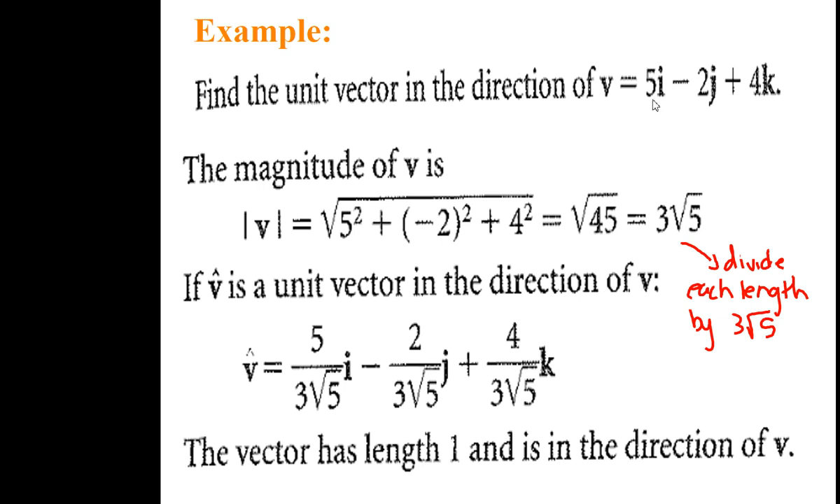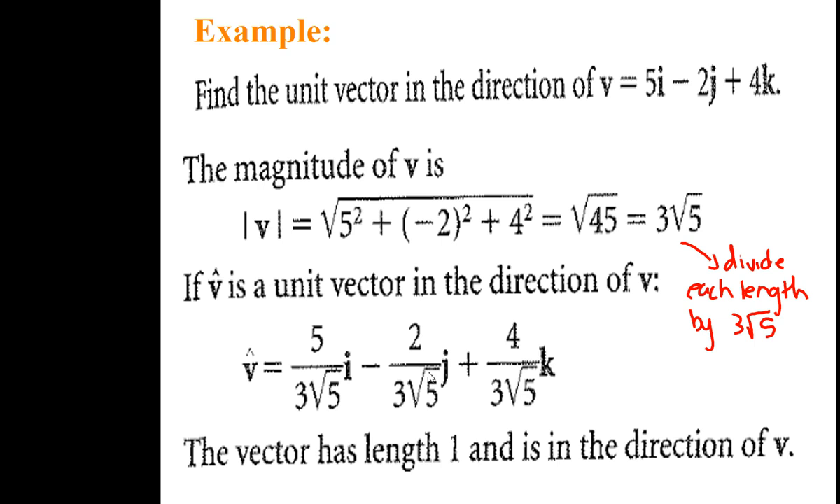So what you could do is, if you take each of these values, the x, y, and z values, and you divide them by 3 root 5, then that's a way of making a different unit vector whose magnitude would equal 1. So notice what we took: 5 divided by 3 root 5, because basically you're going to take the whole thing and divide by 3 root 5. So v equals 5 over 3 root 5 i minus 2 over 3 root 5 j plus 4 over 3 root 5 k.